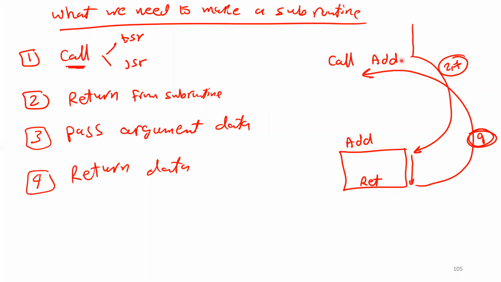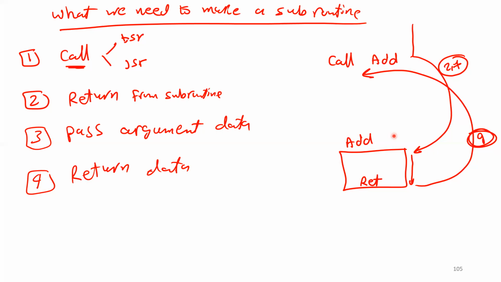So once I come here, I'm going to execute the instructions in the subroutine. Once I hit a return, I have to come back to here. So number one, guys, in order to make a subroutine, I need a way to call, to go to the function. Number two, I need a way to return from the subroutine, right? Number three, for some subroutines, I need to pass some data, I need to pass an argument or data, right?